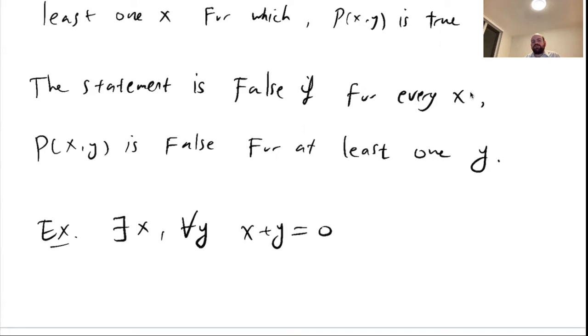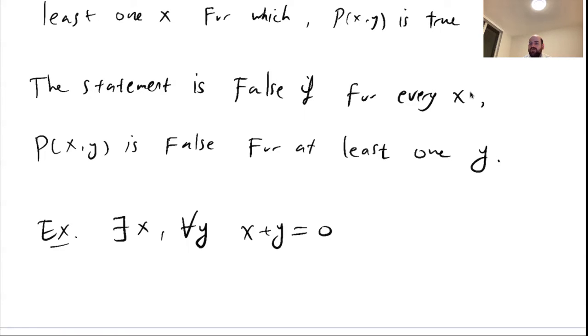For example, if x is 1, then I need 1 plus y to be equal to 0. So can I say that 1 plus y equals 0 is true for every y? Well, obviously no, because 1 plus y is equal to 0 only for one value of y, not for every y. Therefore x equals 1 cannot be the x value that we are looking for.